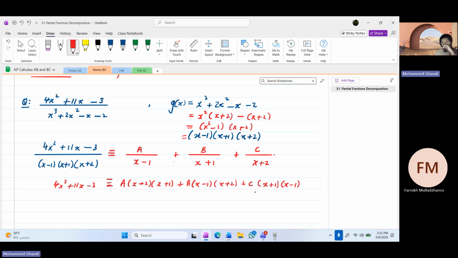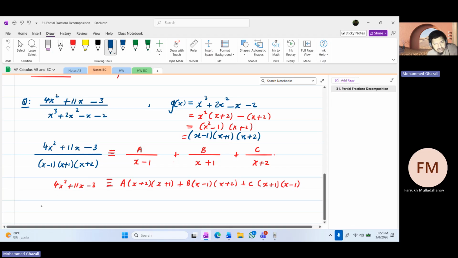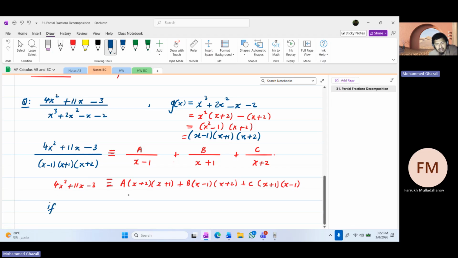Now, how do I solve for A, B, C? You can substitute values. Look at the denominator: if x equals 1, then B falls out and C falls out. Remember, we are substituting into this equation here. So if x is equal to 1, why do B and C fall out? Because 1 minus 1 is 0. You need to substitute x equals 1 inside this equation.